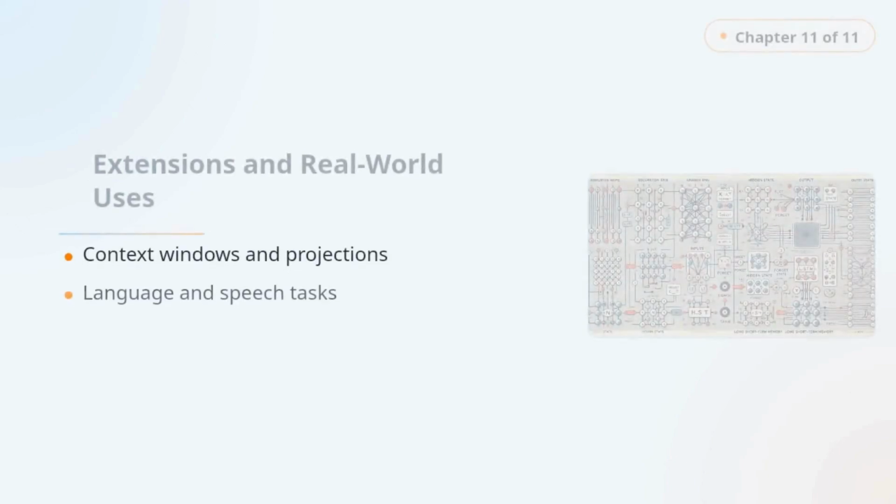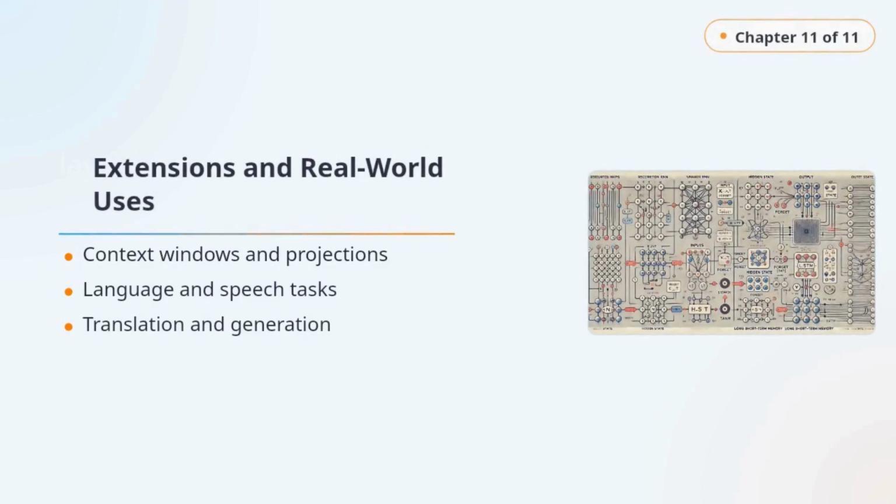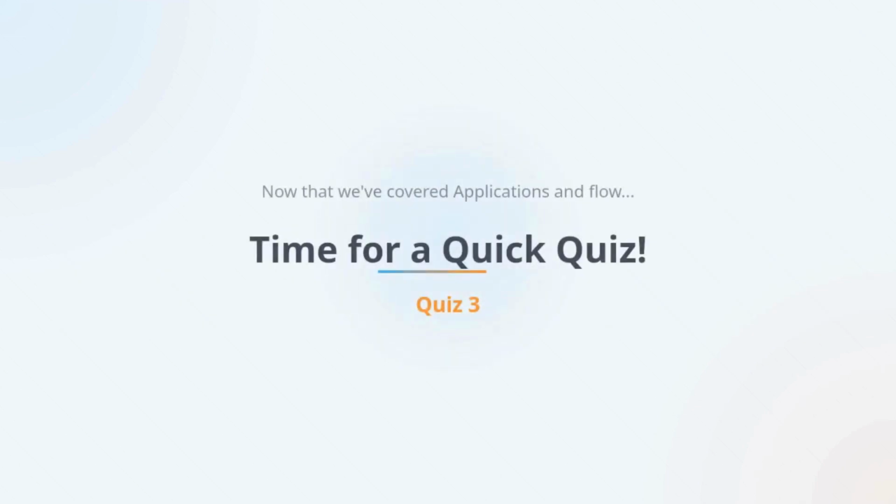The article also discusses advanced LSTM extensions, such as convolutional input context windows, recurrent projection layers, and additional control gates. In real applications, these models have been highly successful in language modeling, speech recognition, machine translation, and sequence generation, like music or video prediction. So the impact is both theoretical and practical. Now that we've covered applications and flow, let's test what we've learned so far. Here's quiz number 3. See if you can get it right.